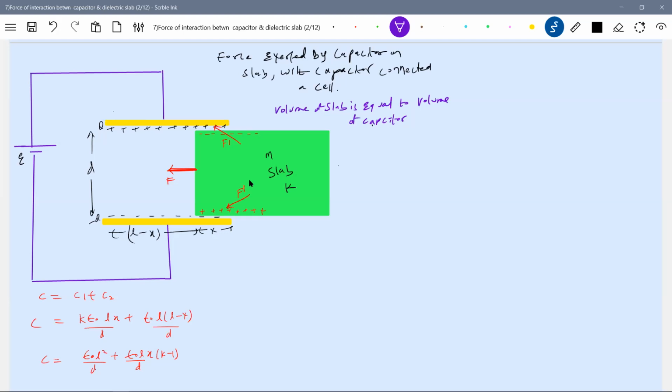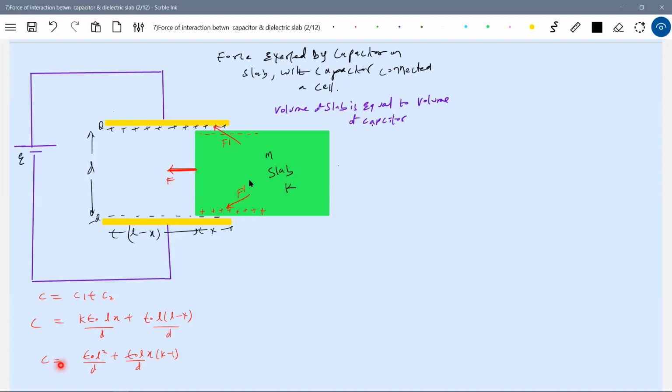Now, what is my question? I want the expression for F. The moment the slab is introduced with X length between the plates, the induced charge, the exerted force and the net force will act on the slab. Because of that, it starts accelerating. As it starts accelerating, as X increases, will anything happen to capacitance? It will increase, no? Because when it is fully between the plates, how much capacitance? K times. So as it gradually moves, the capacitance is going to change.